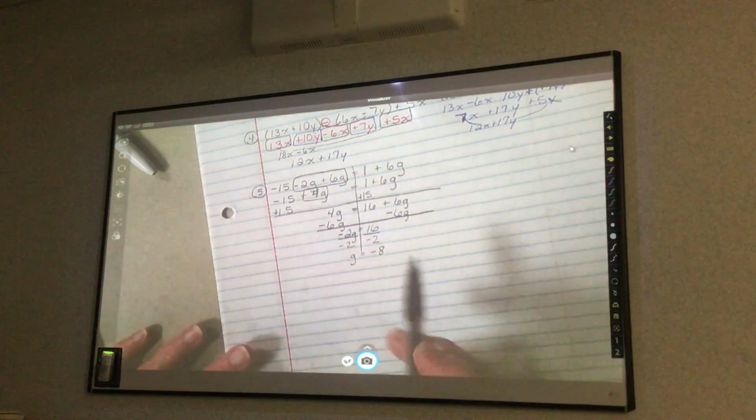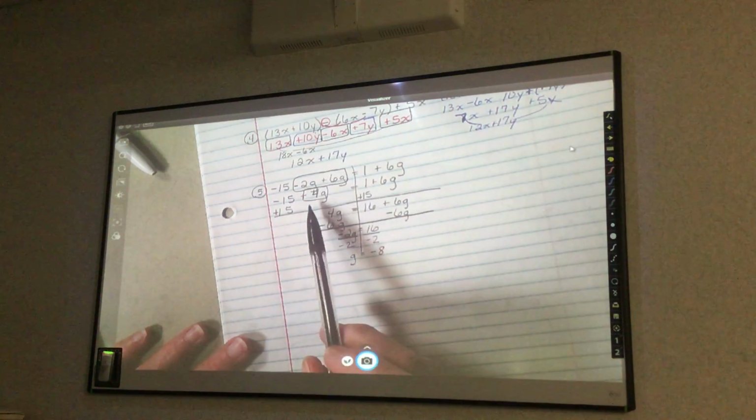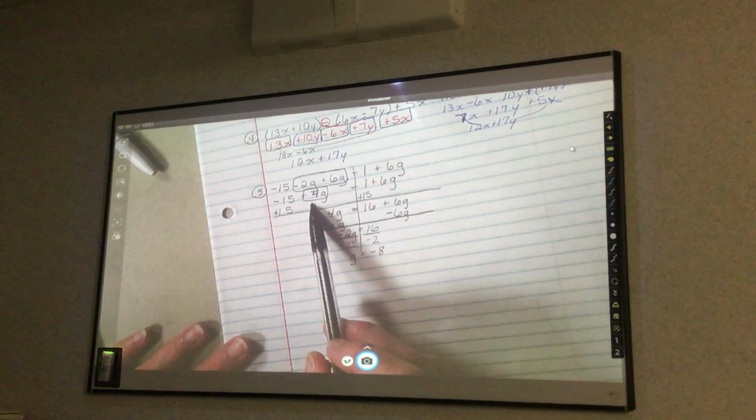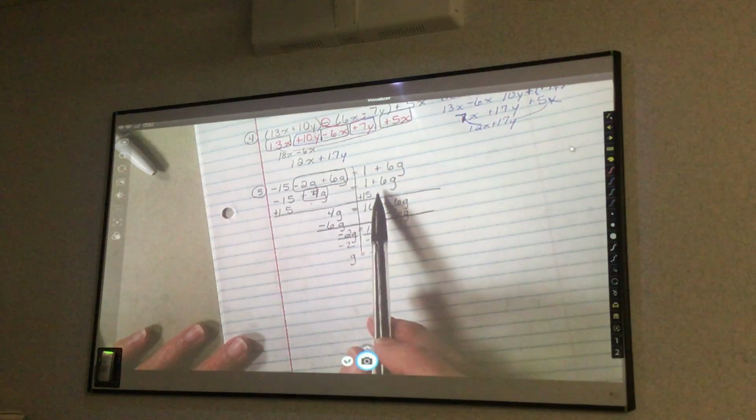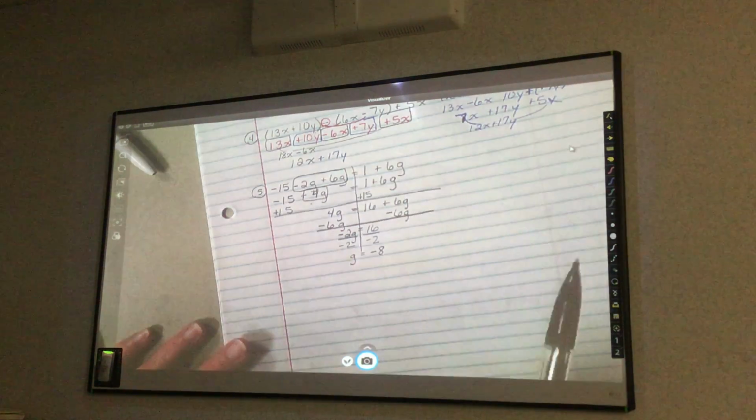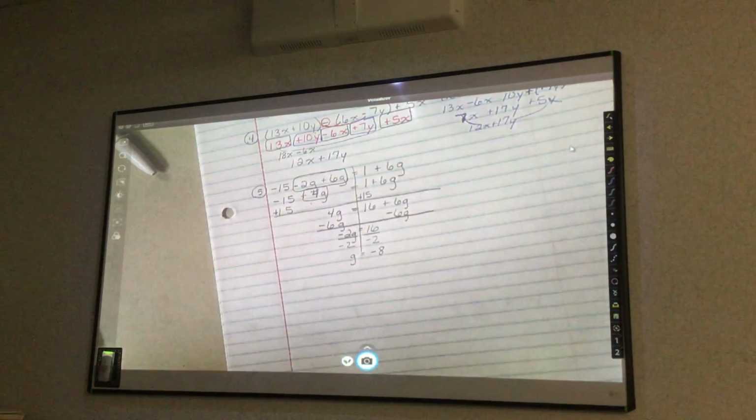Whenever I did it, I moved the 6g that's on the right over first. That was like my first step, and that canceled out the other 6g. So then I just had negative 15 minus 2g equals 1. Yeah, you can do it that way too. It doesn't matter which way you do it.